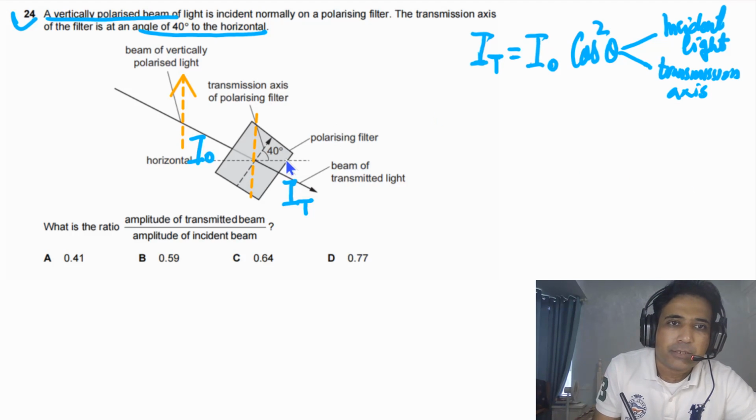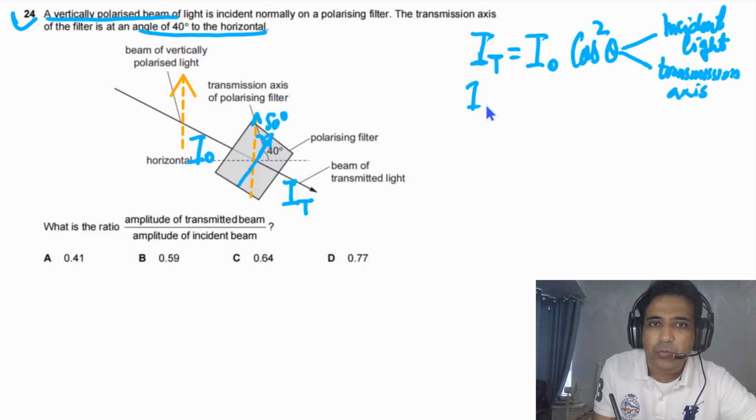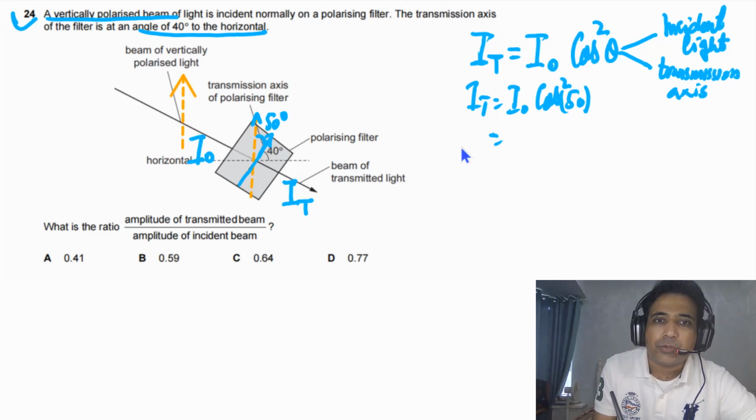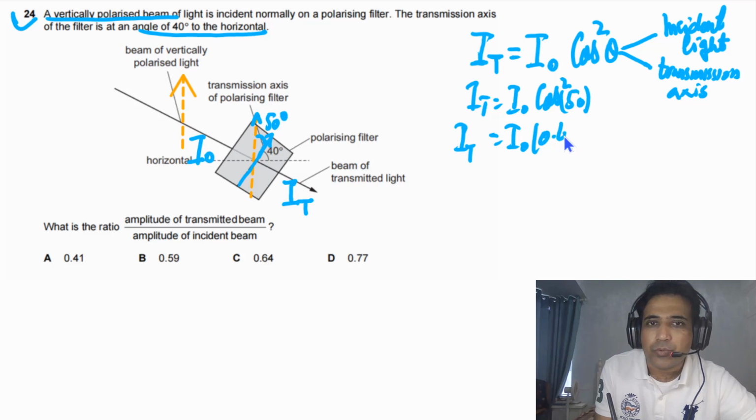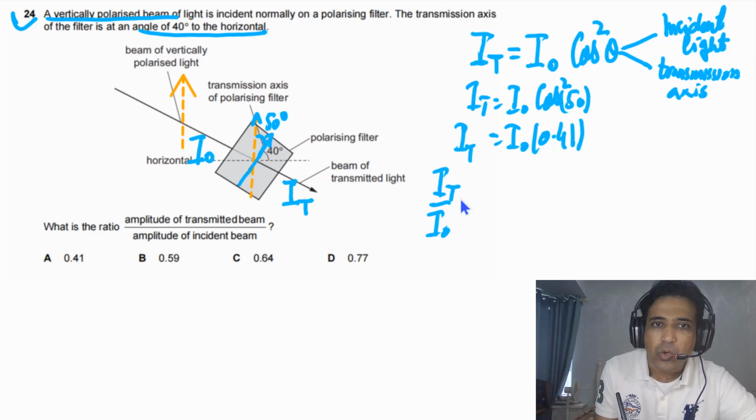So in this case, angle between incident light, because this is vertical, and this is our transmission axis. So the angle between these two is 50 degrees. So simply we can write here IT is equal to I naught cosine square of 50 degrees. If we solve this one, we get IT equal to I naught times 0.41. So we can also write IT over I naught is equal to 0.41.